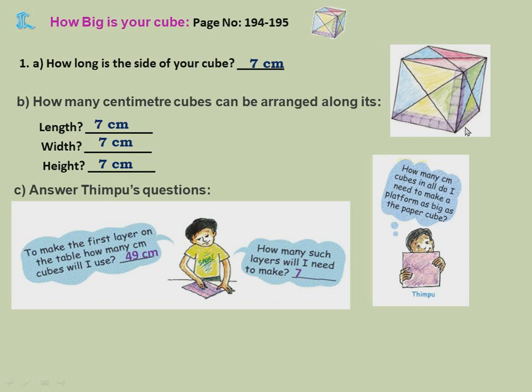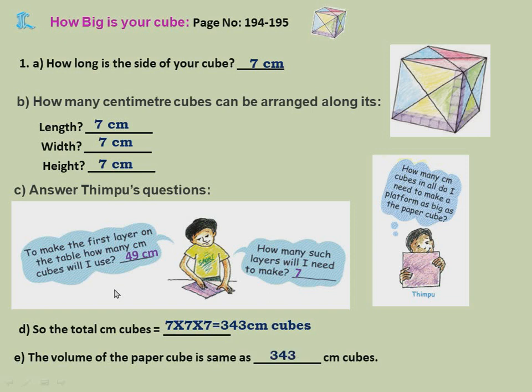How many such layers will I need to make? Because the height is 7. So first I keep one layer, again one layer, again one layer. See, you can see the example here. Like that, I have to keep layers till the height is 7 centimeters. So totally how many layers will there be? As much as the height, that is 7. And how did you get this? 7 into 7, 49. So the total number of centimeter cubes is nothing but the volume. How much will you get? 7 into 7 into 7, that is 343 centimeter cubes. The volume of the paper cube is 343.